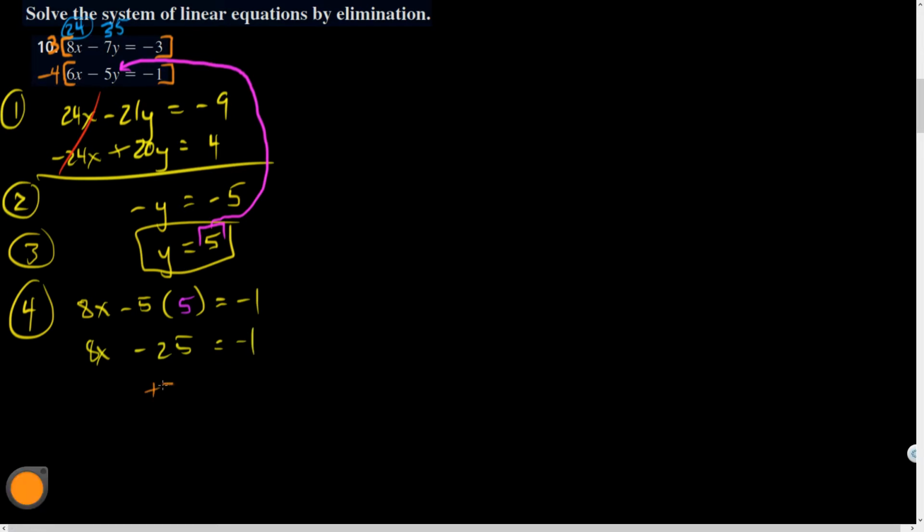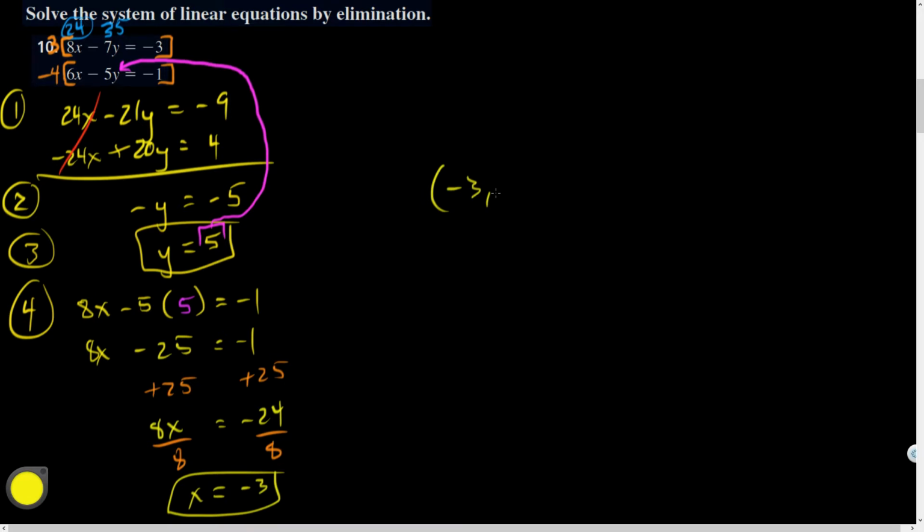We'll add 25 to both sides. Wonderful. 8x equals negative 24. And then divide both sides by 8. And I get x equals negative 3. So my solution for this system is negative 3 comma 5. And remember, that represents the intersection of these lines. That's what these equations represented, okay? So that's the elimination method.